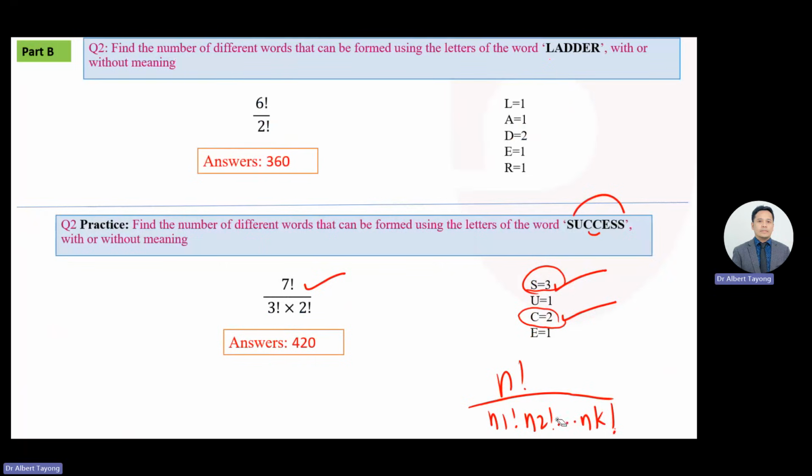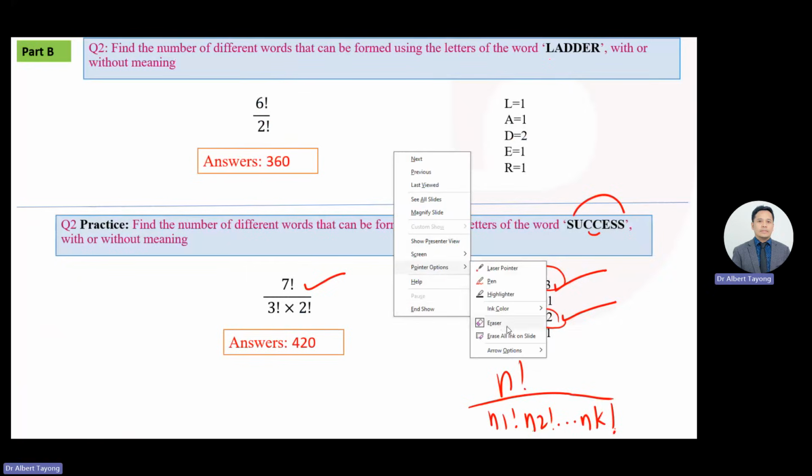Okay, so please remember this formula. Memorize this formula, it's very simple. It's n factorial over the elements being duplicated. You need to find the frequencies of these elements. Okay, so let's proceed to the next.